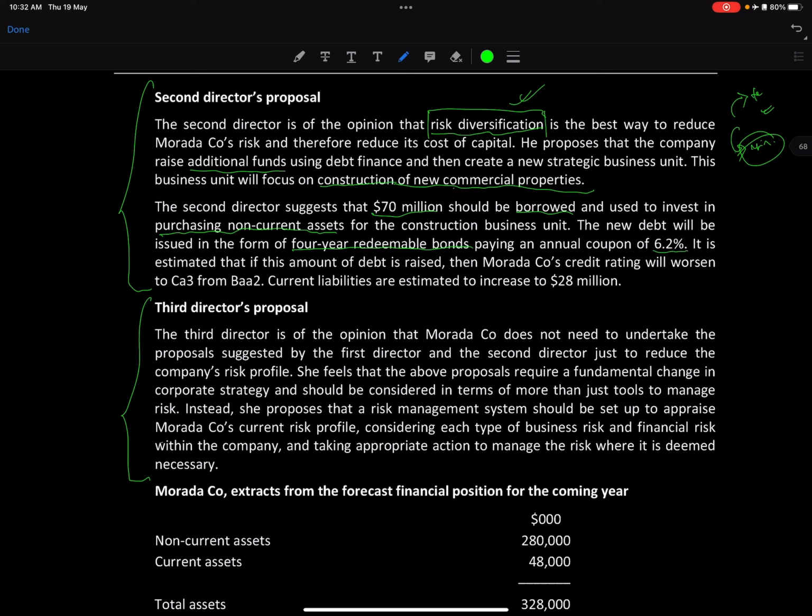Okay. So it is estimated that if the amount of debt is raised, the credit rating will worsen from BAA2 to CA3. Current liabilities are expected to increase to 28 million, right? So 4-year redeemable bond. Okay, we will deal with that as well.